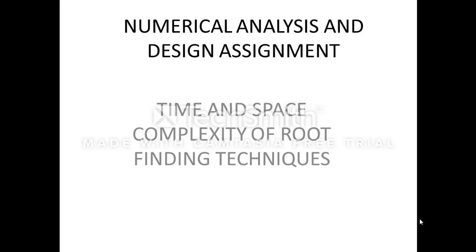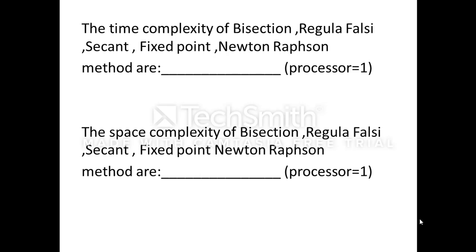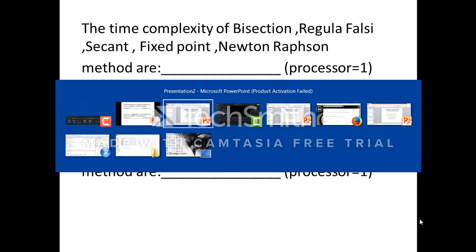root finding techniques. Here's the question. The time complexity of bisection, regula falsi, secant and Newton-Raphson method are, and the space complexity of bisection, regula falsi, secant method and fixed point iteration and the Newton methods are, where the processor is equal to 1. So we will see this.